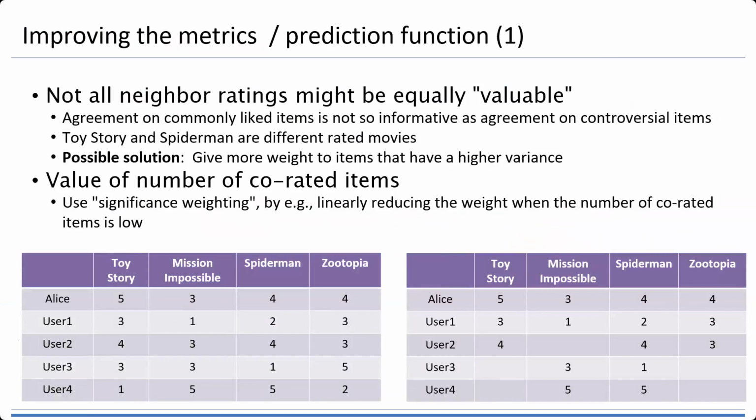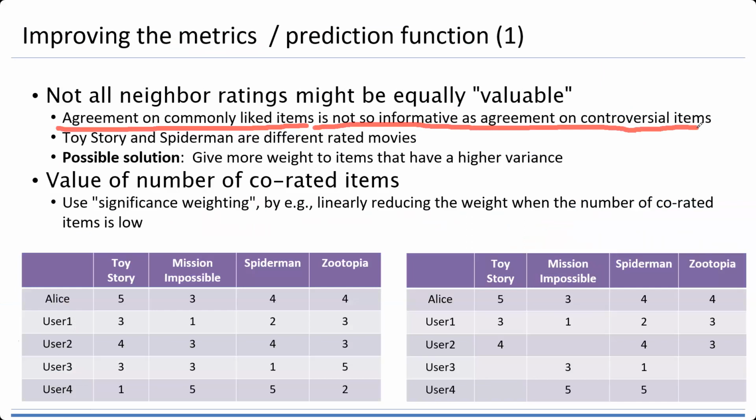So there are some ways to improve the metrics. How? As we already know from this utility metrics, agreement on commonly liked items is not so informative as agreement on controversial items. What does it mean?